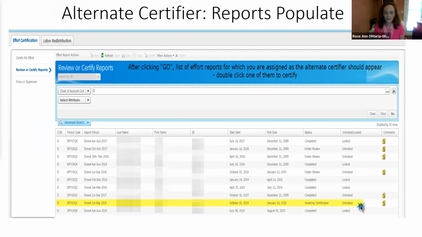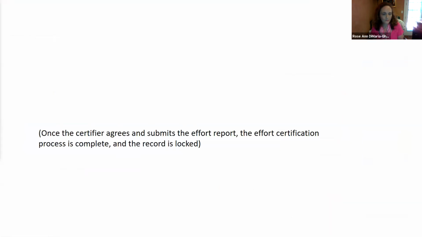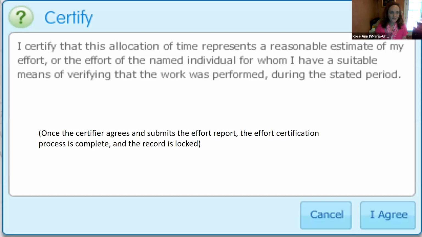And here, this would give you a list of effort reports for which you're assigned as an alternate certifier. And then you could double click on it and then certify here. So this is just another way of doing an alternate certification. And once the certifier agrees, the effort certification process is complete and the record is locked. Again, you're certifying on behalf of someone else if you're the alternate.